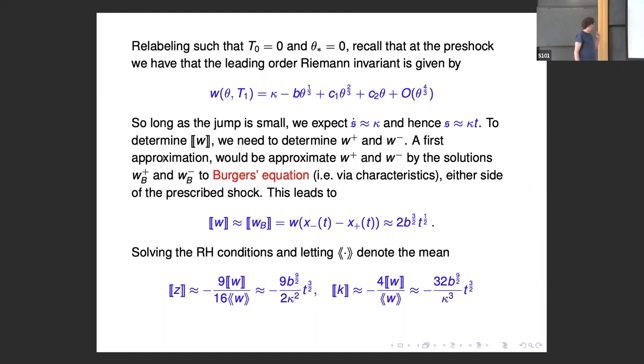Okay, so this will be the basis to determine the asymptotics of all the other jumps, and then from the Rankine-Hugoniot conditions, we get approximate expressions for the jump in Z and the jump in K, which is the entropy.